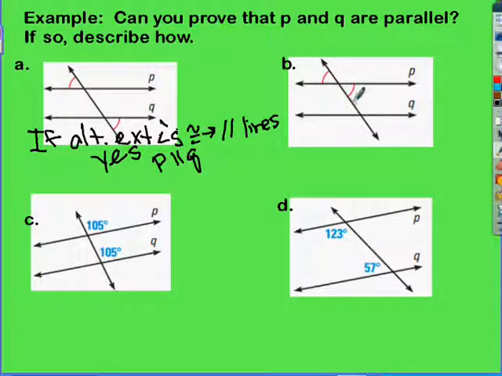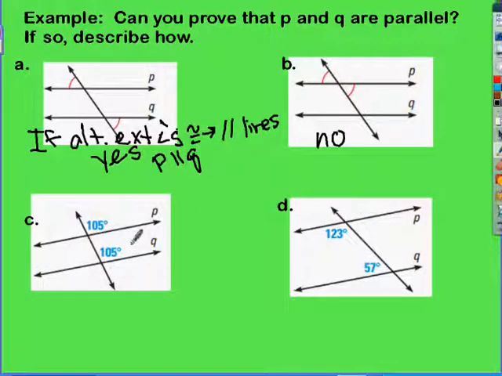Looking at B, well, what is given to us? What angles are congruent? Remember, these are vertical angles. Are vertical angles one of our 4 theorems? One of our 4 converses? No. Vertical angles do not tell me anything about parallel lines. So can you prove that P is parallel to Q? No.